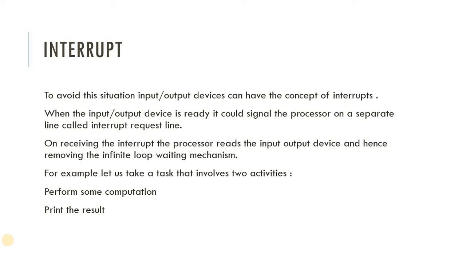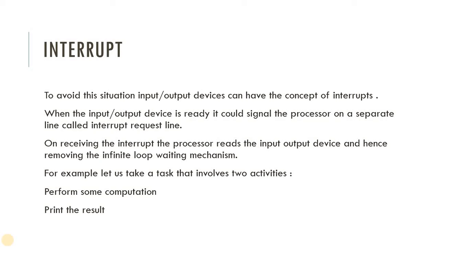For example, let us take a task that involves two activities. First is to perform some computation and then print the result. Whatever we are computing, at the end we need to print the result. So here one task is for the computation and the second task is for the printout. The compute routine produces n lines and then the print routine prints the output. The print routine sends one line to the printer, and instead of waiting for that line to print, it suspends itself and passes control to the compute routine. And the compute routine continues its activity.